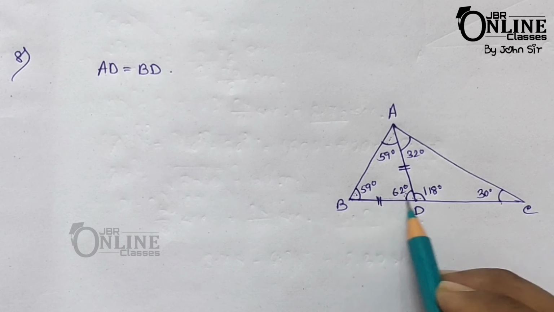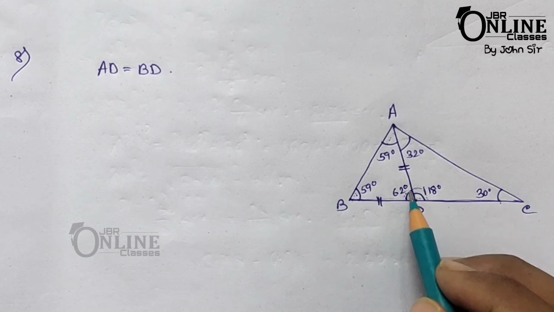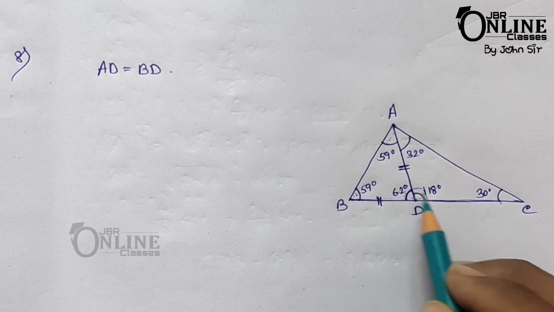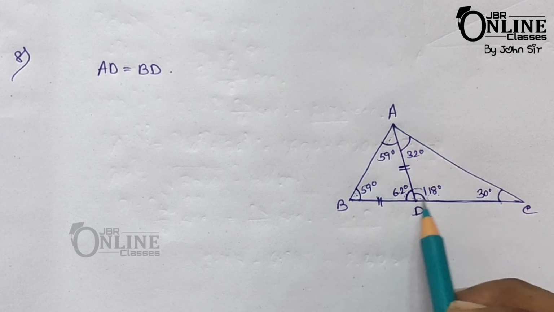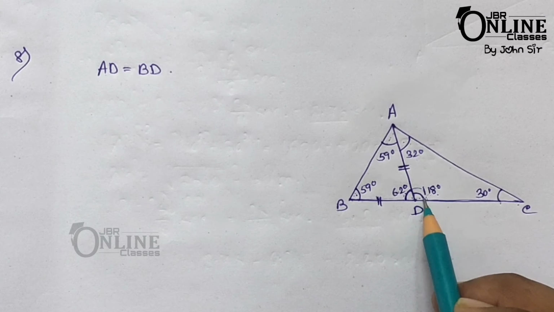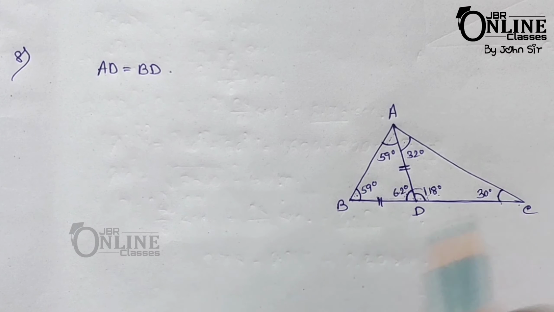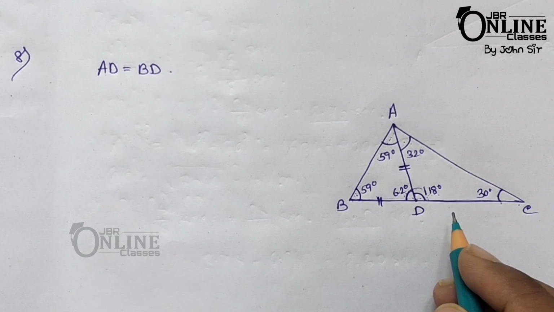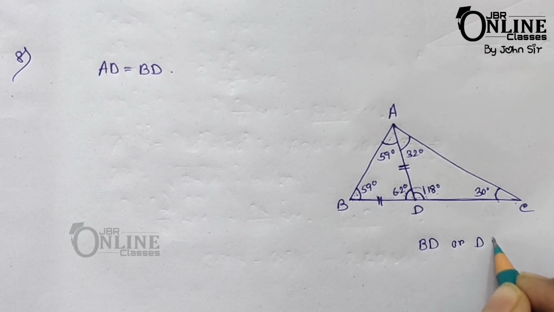Now here BDC is a straight line, so the full angle equals 180. If the left one is 62, then the right one equals 180 minus 62, that becomes 118. Now in triangle ADC, this one, 32, is given, and this one equals 118. So the rest of the angle equals 30 degrees. Now you have to show which one is greater, BD or DC.